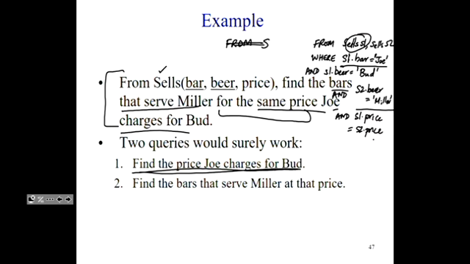The select is simply, what is the select? Yep. S2 dot bar. Perfect. So you're subselecting the bars that serve Miller at the same price as Joe charges for Bud, right? So S2 refers to those bars, S1 refers to the Joe Bud tuple. Any questions about this? Good to go?